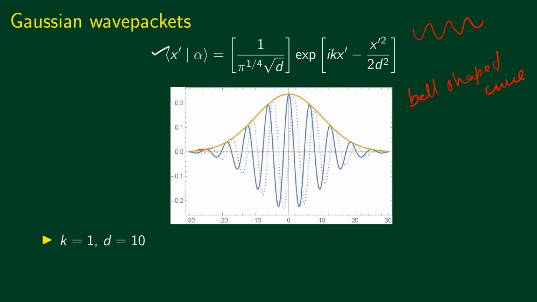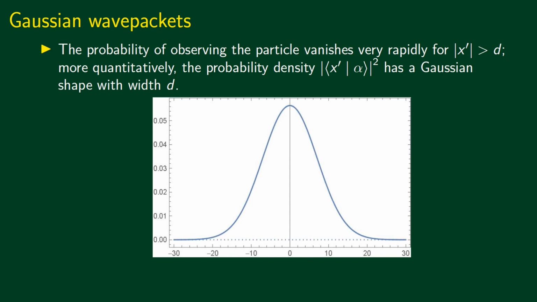Now the plotting is done for a fixed value of k equal to 1 and d equal to 10, just as an example. So as we said, we have a Gaussian centered at the origin, which modulates this plane wave. We have a Gaussian envelope, so to speak. Now we know that the wave function is related to the probability of observing the particle. So by looking at the previous picture, we can already say that the probability of observing the particle vanishes very rapidly for mod x prime greater than d.